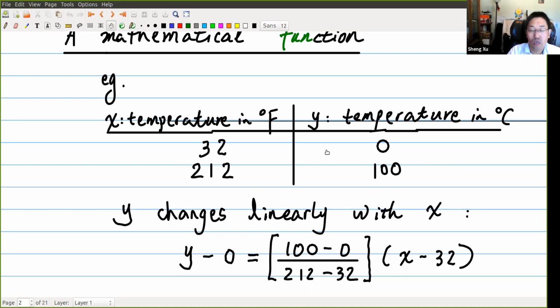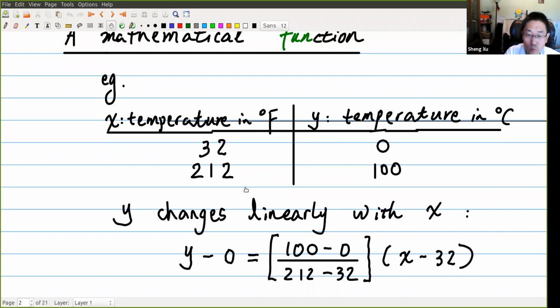So in this scenario, Y depends on X, right? And I tell you Y and X are related as a linear equation. Geometrically, in the last class, we learned a linear equation is a line in the Cartesian coordinate system. Clear? Now, how do we write down that equation in terms of Y and X?